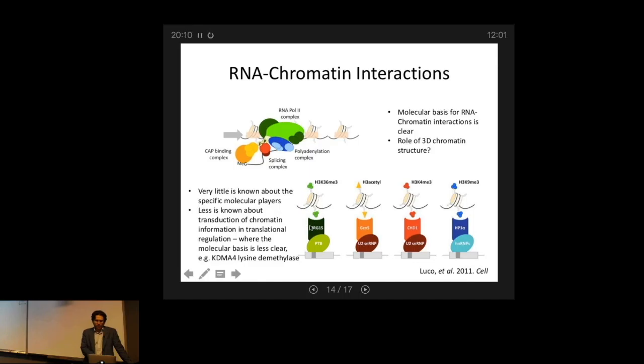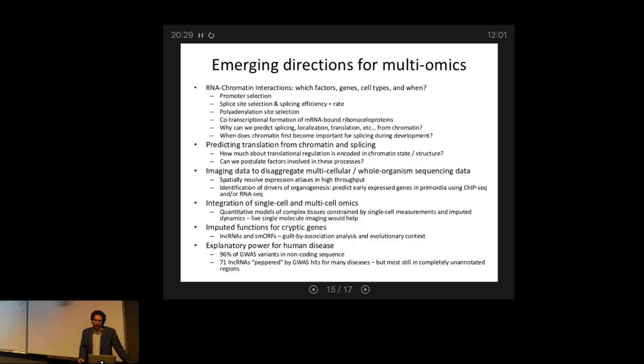Even as little is known here, much less is known about the transduction of chromatin information to translational regulation. We can predict levels of translation from chromatin data, not super well, but we can. Why is that, right? I mean, there's a few lysine demethylases that have been shown to interact with the ribosome, but there's a big frontier there. Very little is known. So here on the next slide, I've just tried to summarize some of these emerging directions for multi-omics work. So the RNA chromatin interaction stuff I've harped on a bit. I think we have an opportunity to learn more about promoter selection.